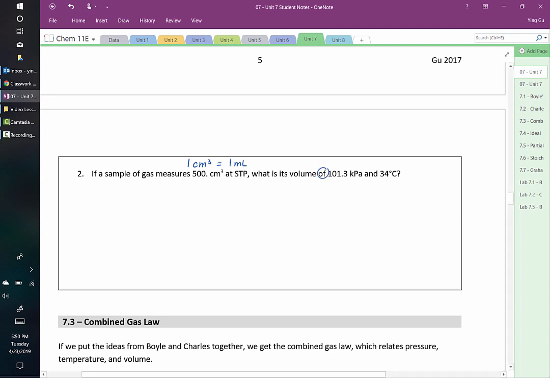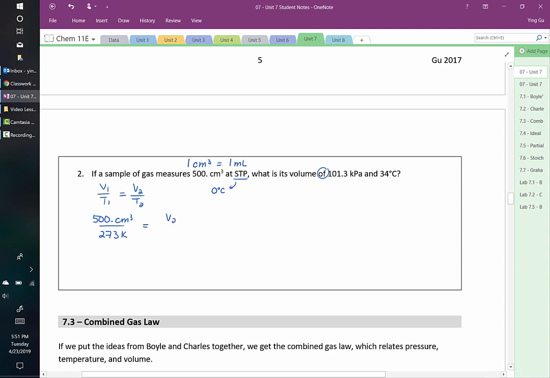Typo there. Oh, here we go. V1 over T1 is equal to V2 over T2. Our V1 here is 500, either centimeters cubed or milliliter, your choice. Maybe I'll just keep that here just in case, because that's the original question. T1. What is T1? Well, it says here that it's STP. Let's remind ourselves what STP stands for. Standard temperature is 0 degrees Celsius. So that would make my T1 equal to 273 kelvins.